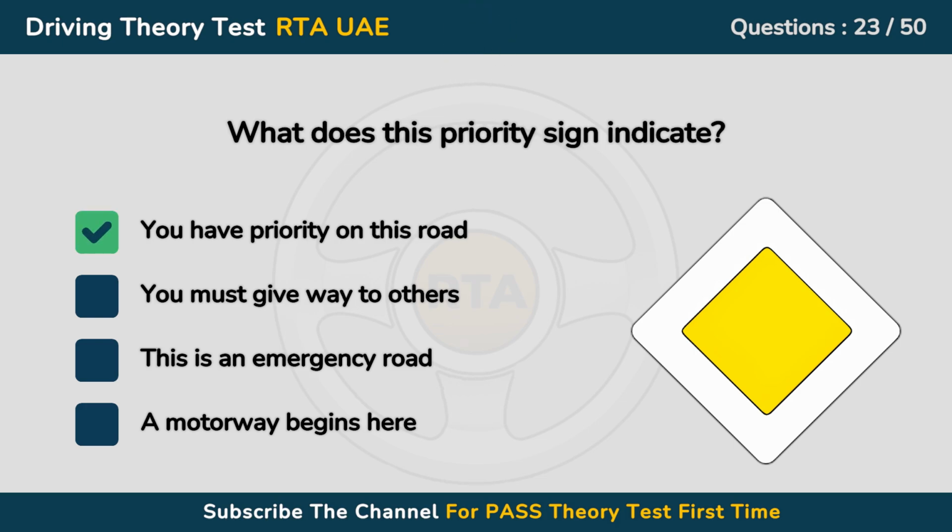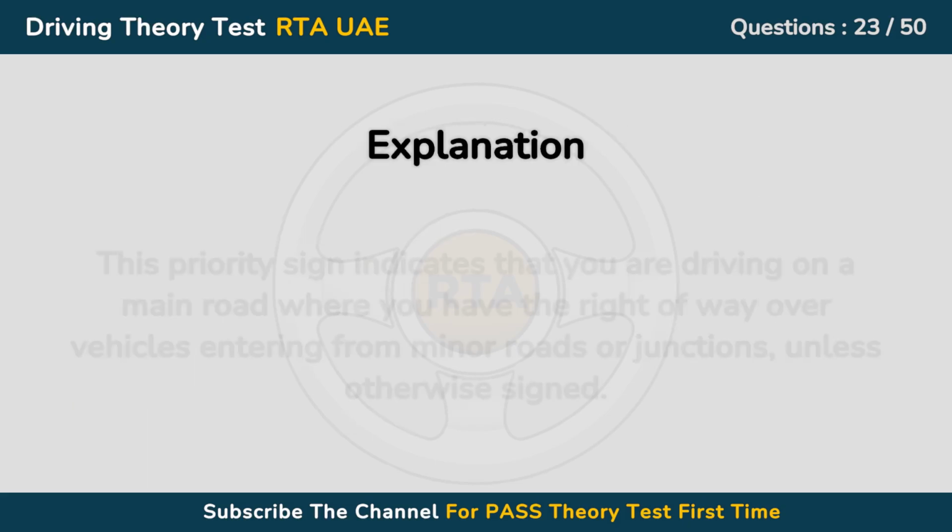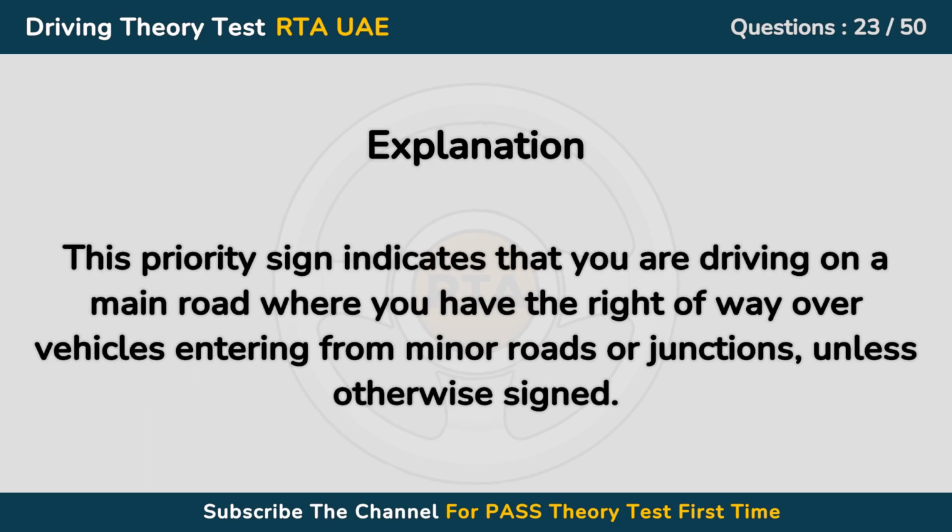Answer is A. You have priority on this road. This priority sign indicates that you are driving on a main road where you have the right of way over vehicles entering from minor roads or junctions, unless otherwise signed.